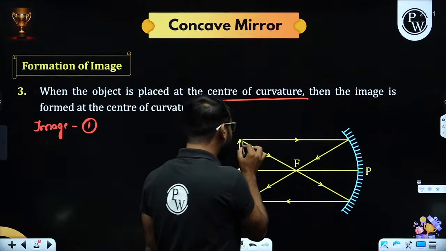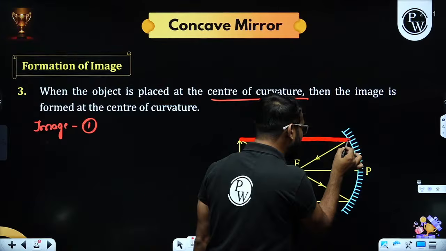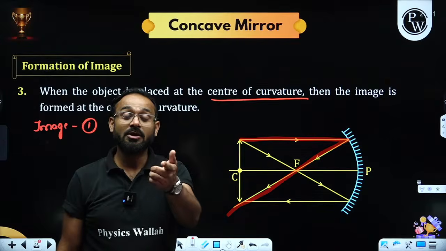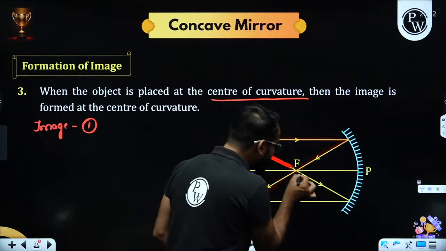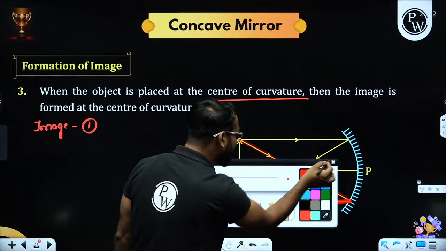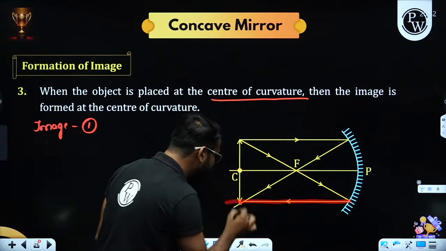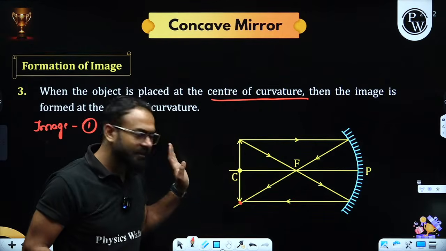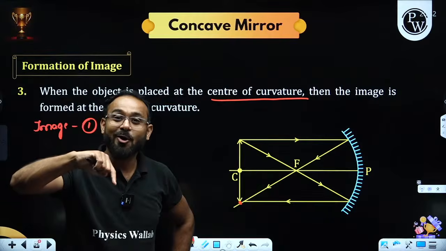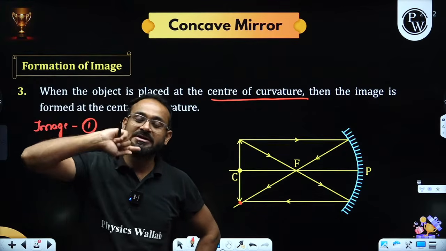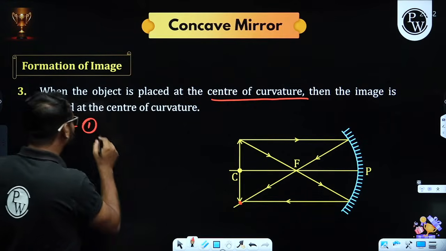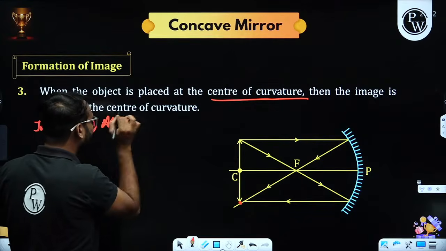Yes or no? Yes, the first rule says, if a ray of light goes parallel to the principal axis, it will pass through focus. Second rule, opposite to that: if a ray of light passes through focus, it goes parallel to the principal axis. And finally, what have you observed? Sir, the image is meeting at this point, which is exactly at the center of curvature, but opposite. That means if the object is at the center of curvature, the image will also be at the center of curvature.